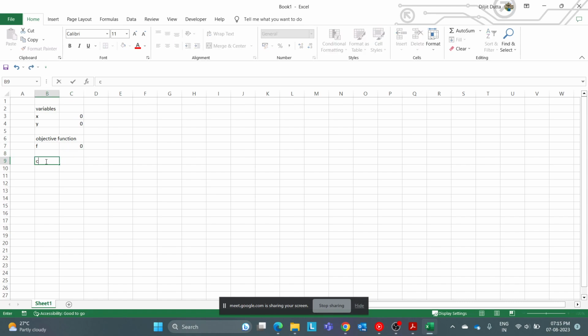And the constraints. The first constraint we mention as g1, which is 5x plus 10y less than or equal to 180. So we will write it as 5 star x plus 10 star y. This is the left hand side, 5x plus 10y, and less than or equal to 180.